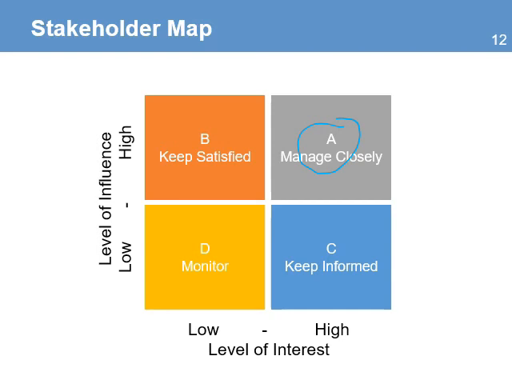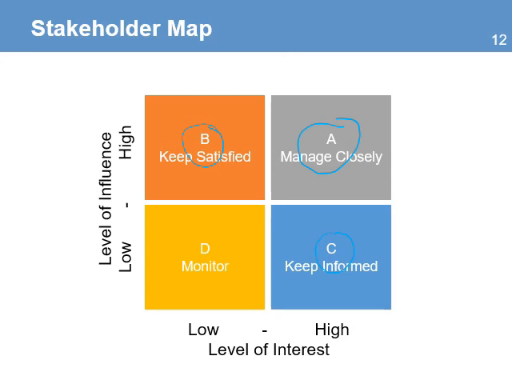For category B, the strategy is to keep satisfying. These are the stakeholders that have a high level of influence in the project, but the interest is very low. You need to satisfy their needs and increase their levels of interest in the project. The other category is category C. The strategy is to keep informed. They have high interest and are supportive of the project. You need to keep them informed with regular reports and information on the project progress.